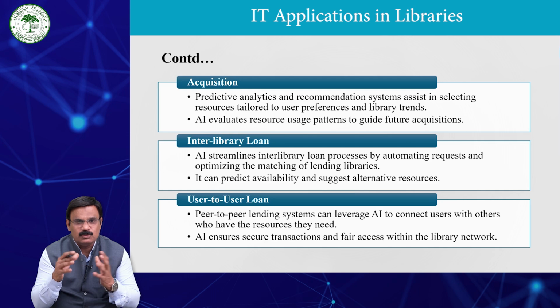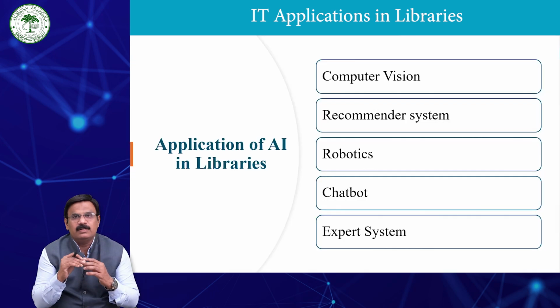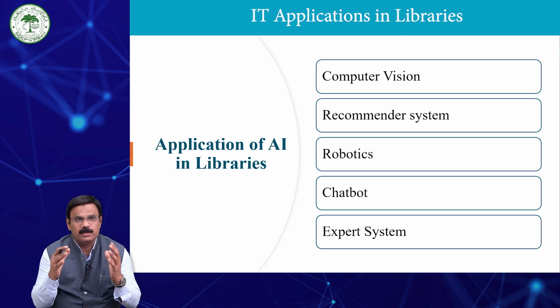User to user loan, that means a peer to peer lending system, can leverage AI to connect users with others who have the resources they need. AI ensures secure transactions and fair access within the library networks. Now we need to discuss what are the applications of AI in libraries. AI can be used in computer vision, recommender system, robotics, chatbot, and expert system.